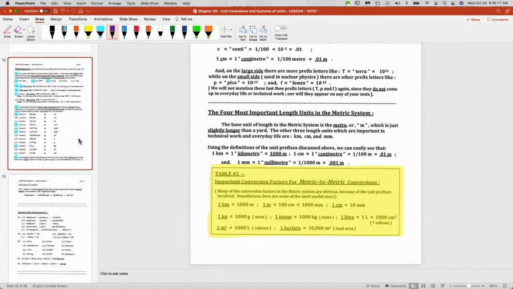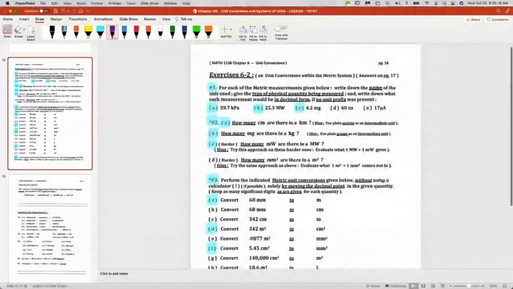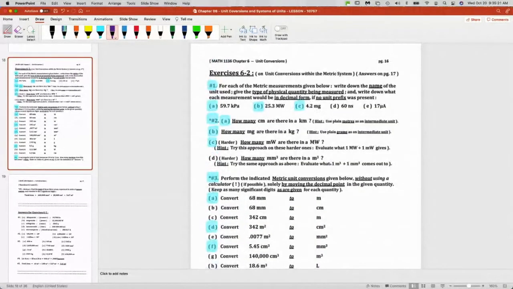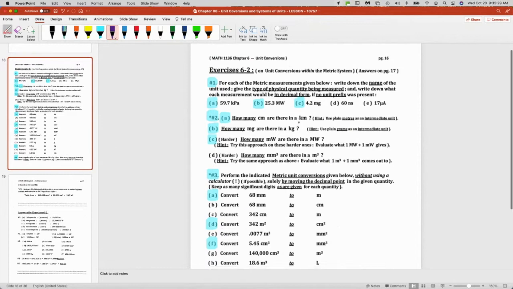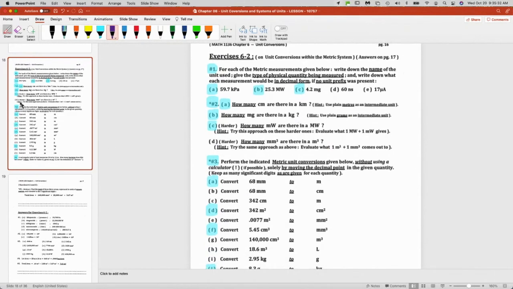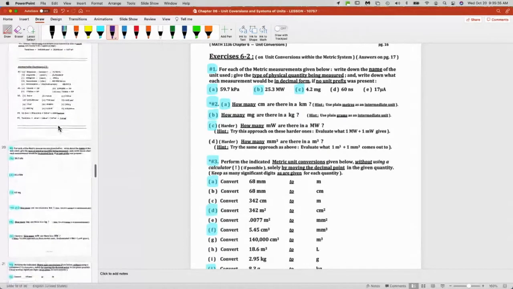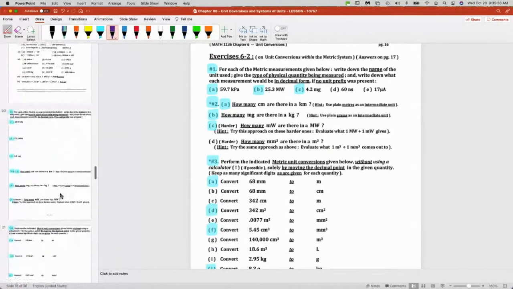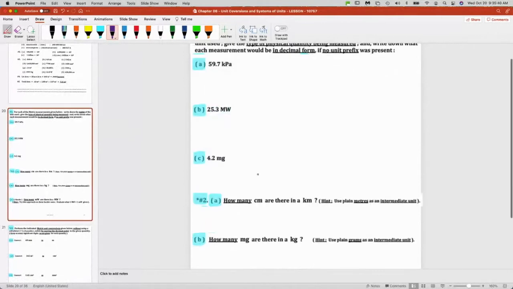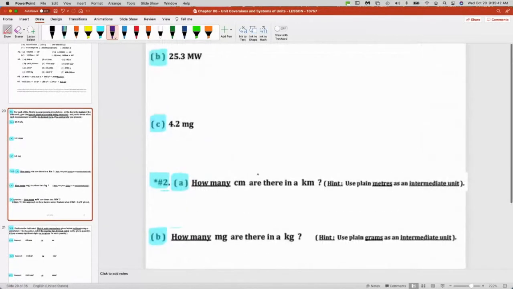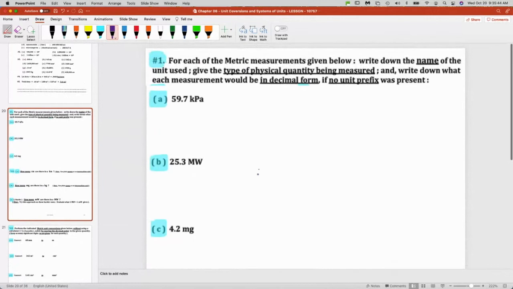So on page 16, there are several exercises about describing and converting within the metric system. I've selected several of them, and it's just quick bursts of questions. So let's go through them as best we can, and hopefully it's nice and smooth. So we'll take a look here.